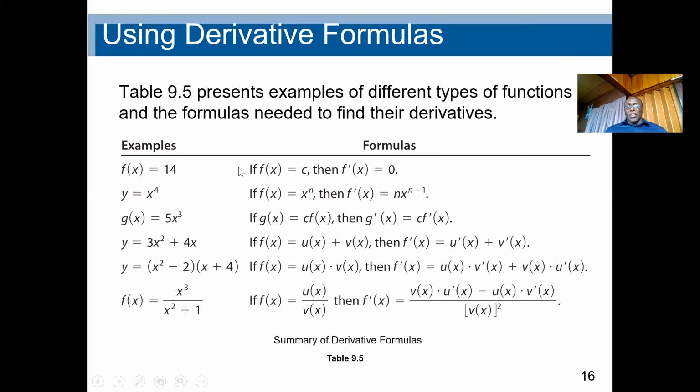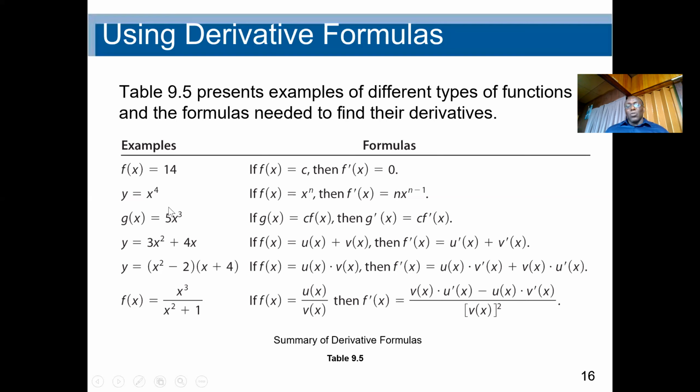An example is given here, and this is Table 9.5, presenting examples of different types of functions and the formulas needed to find their derivatives. So if I have f(s) equal to 14, of course, this is a constant rule. Remember, constant rule in derivative, any constant value, the answer is 0. So the derivative of 1 million is 0. Derivative of 1, 2, 3, any value is 0. So here we say f(s) is equal to c, constant. Therefore, the derivative of f(s) is 0.